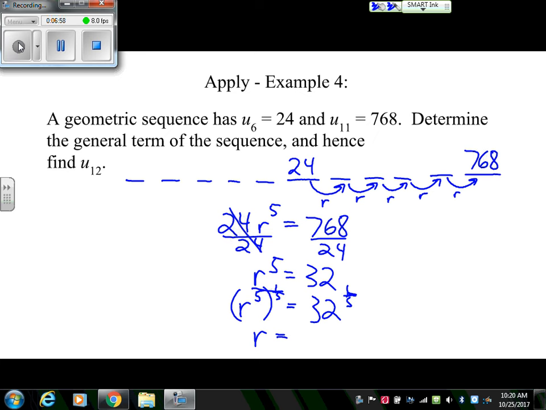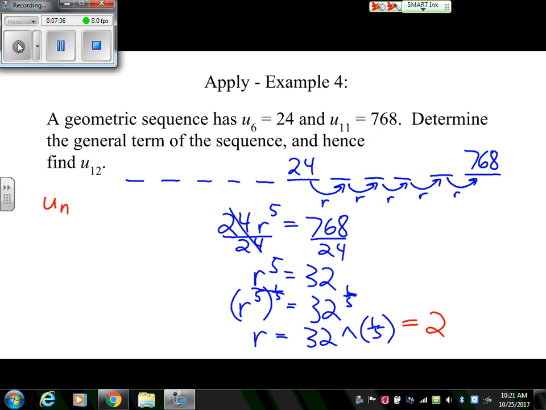So in your calculator, you type 32 and then a caret symbol, which will actually make an exponent. Use some parentheses and do 1 divided by 5, and you will get an answer on the calculator of 2. So we can check that and would say, 2 times 2 is 4, times a third 2 would get us to 8, times a fourth 2 would get us to 16, and times another 2, that last 2, that fifth 2, would get us up to 32. So that does all make sense. Now, we're not done with the problem yet. We still have to actually write our general term and find the 12th term.